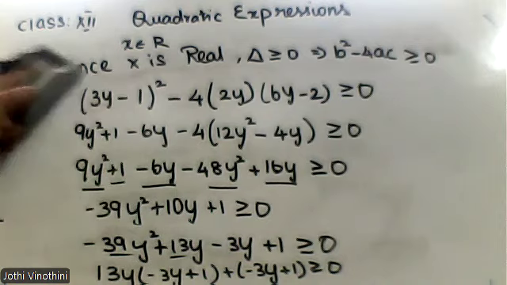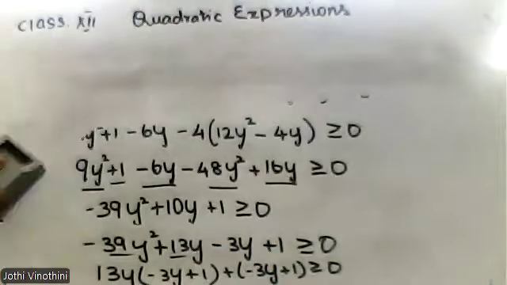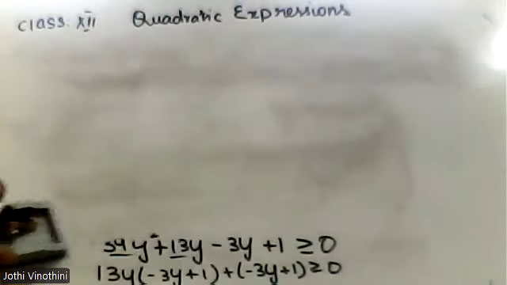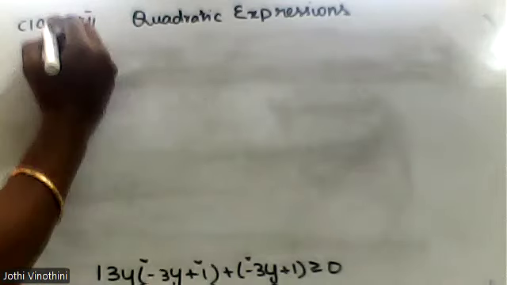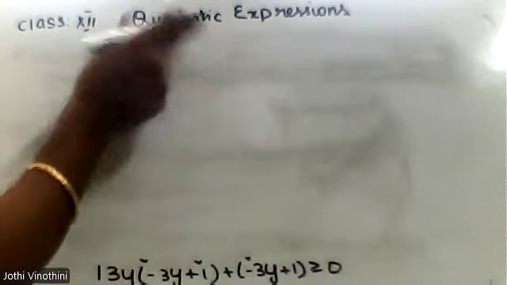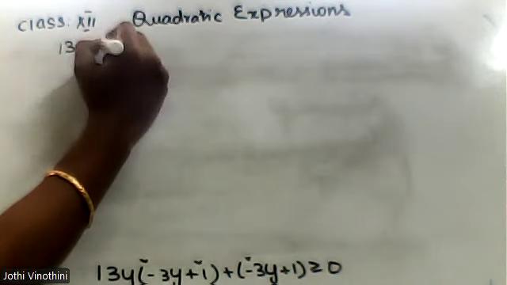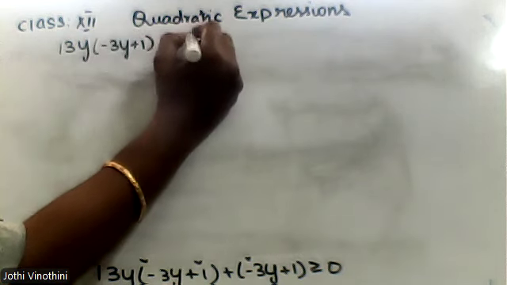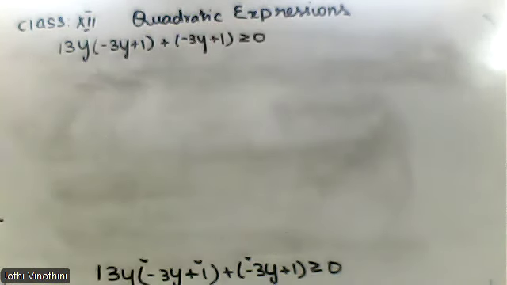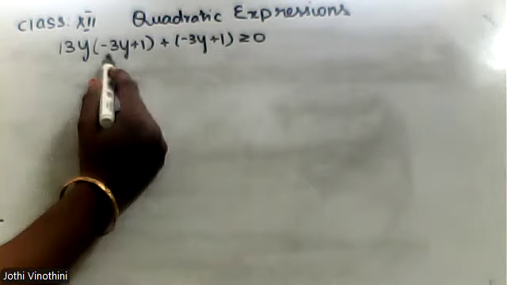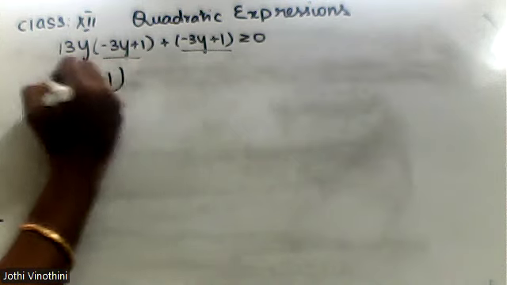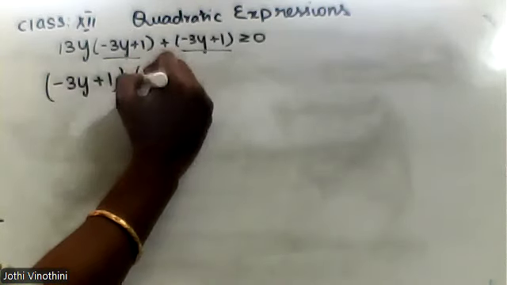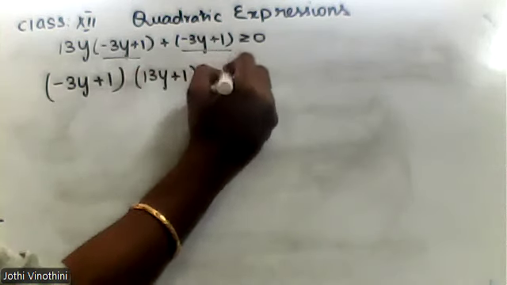Okay, I hope you have copied. So I am rubbing this one. See, in both the terms we have minus 3y plus 1. So I am just going to write the same term here: 13y multiplied by (minus 3y plus 1) plus (minus 3y plus 1) greater than or equal to 0. So in both the terms we have minus 3y plus 1, so I am going to take this out as common. So what will remain is 13y plus 1 greater than or equal to 0.